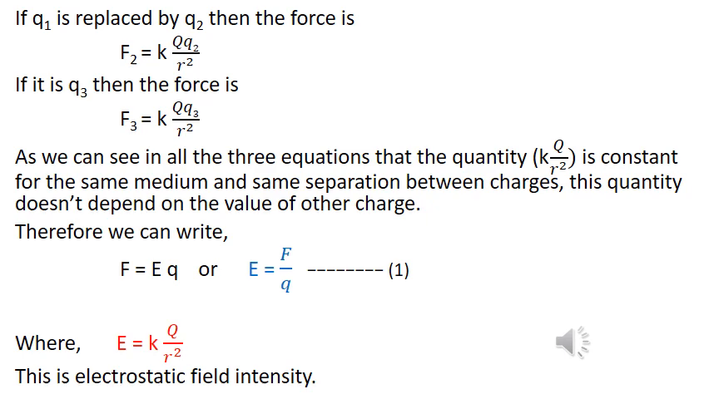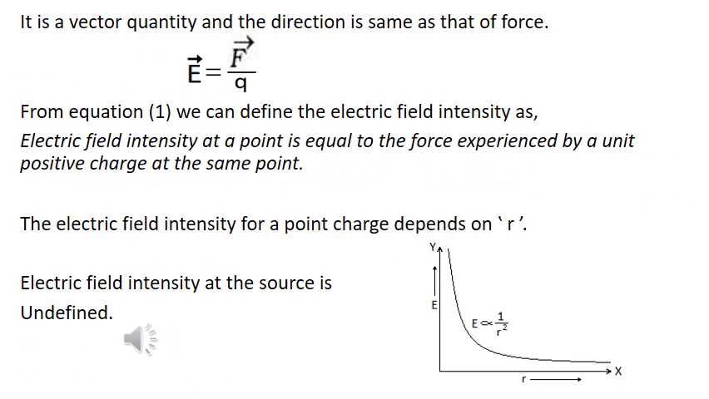This is known as electrostatic field intensity, or in other form we can write E is equal to F by Q. Electrostatic field intensity is a vector quantity and its direction is the same as that of the force. From equation 1, we can define the electric field intensity at a point as the force experienced by a unit positive charge at the same point.